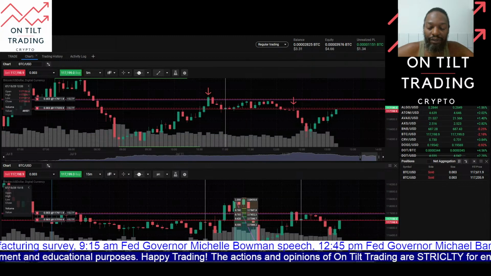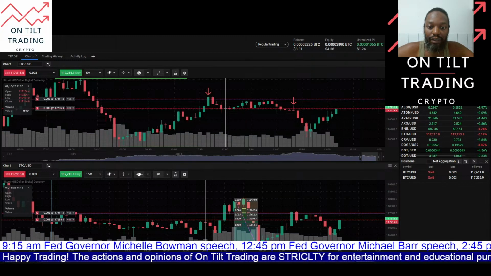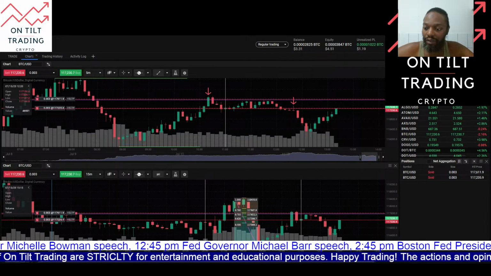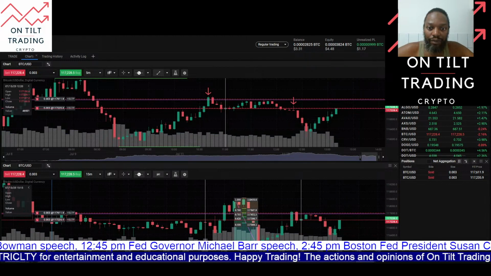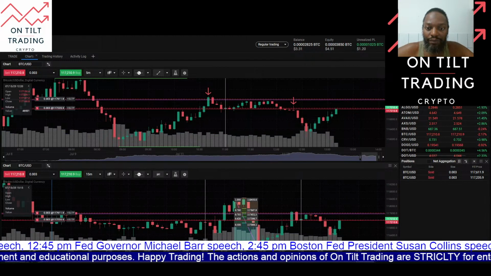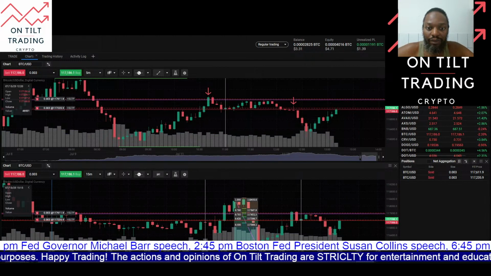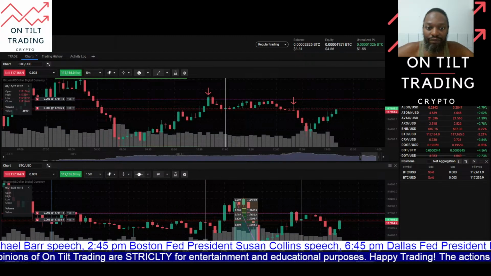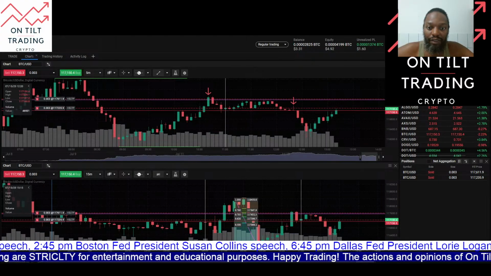So this is the New York PM trading window here. Seeing this area, here's the first fair value gap right here.